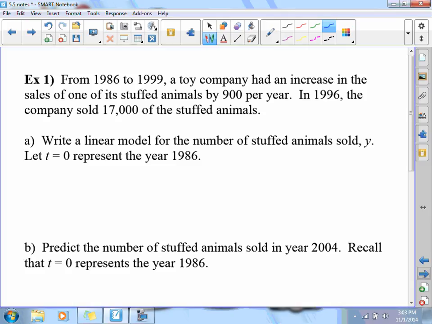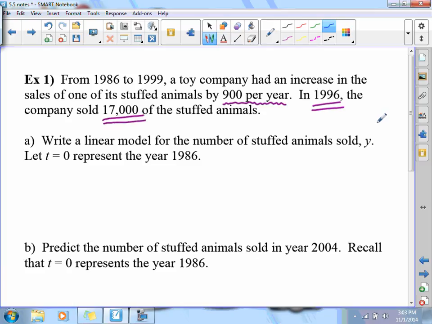So from 1986 to 1999, a toy company had an increase in the sales of one of its stuffed animals by 900 per year. So for each of those years, they made 900 more animals. So 900 per year. That's going to be important. That's telling us something. We'll come back to it in a moment. In 1996, the company sold 17,000 of its stuffed animals. Now that's important too, the 1996 and the 17,000.